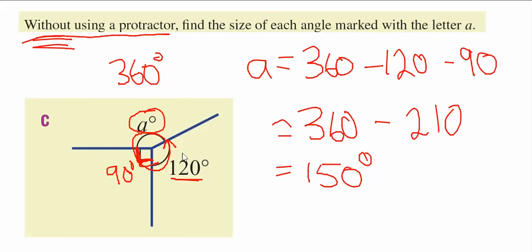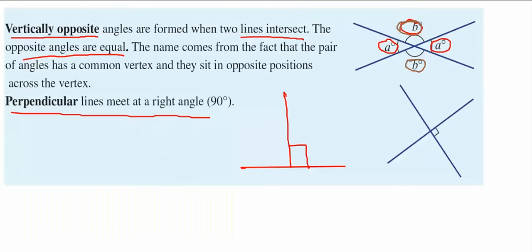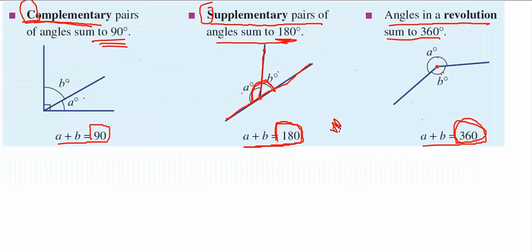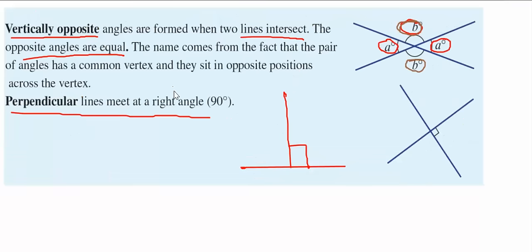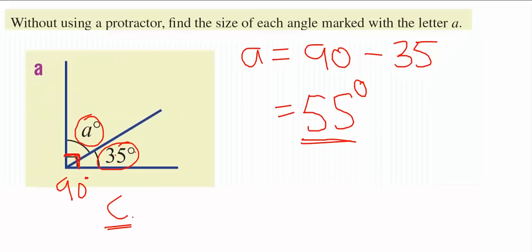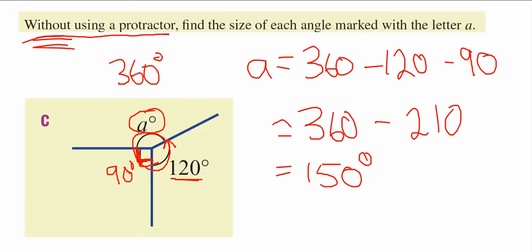Like I said, never use a protractor for these problems because they are not drawn to scale. They're not really drawn accurately. So that's not the right way to go about it. Just use your knowledge of all these different types of angles, complementary, supplementary, revolutions, vertically opposites, right angles and straight angles and all that type of stuff to work through each of these types of problems. All right, hopefully that makes sense to you.